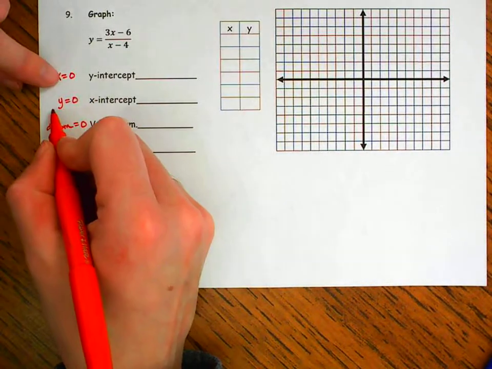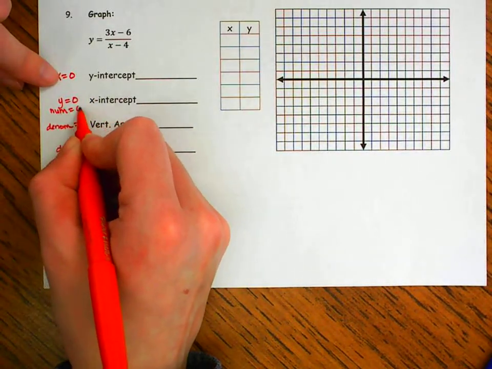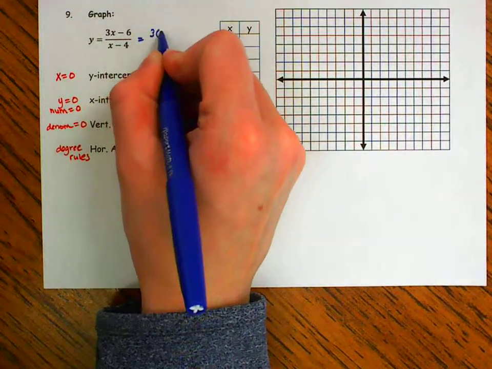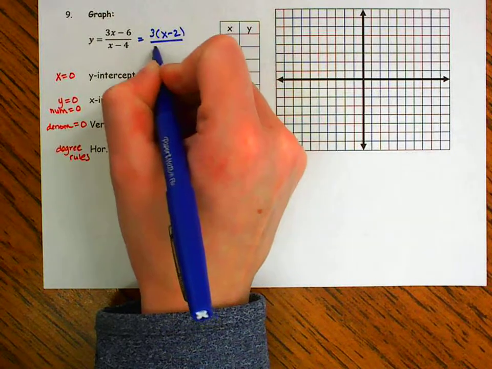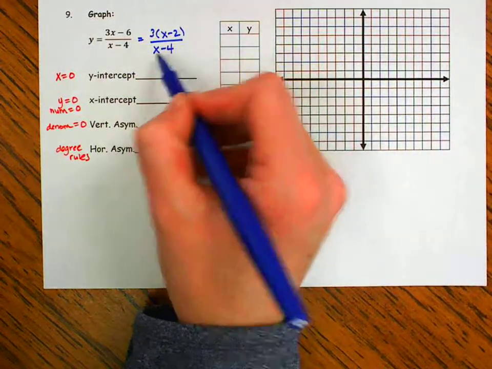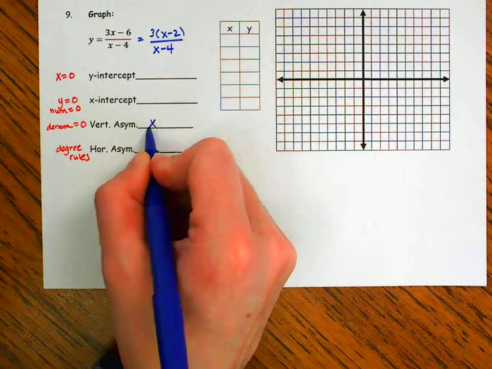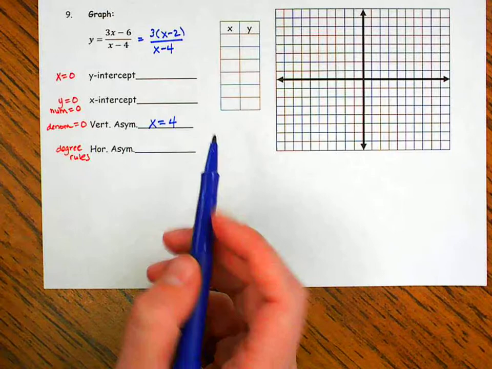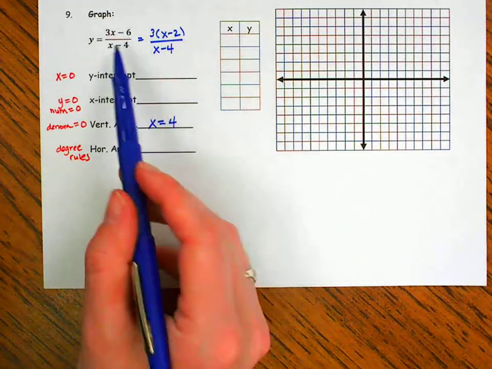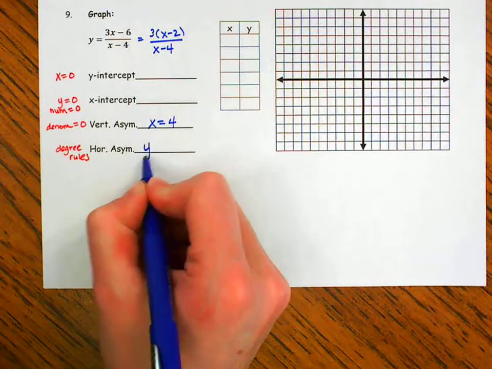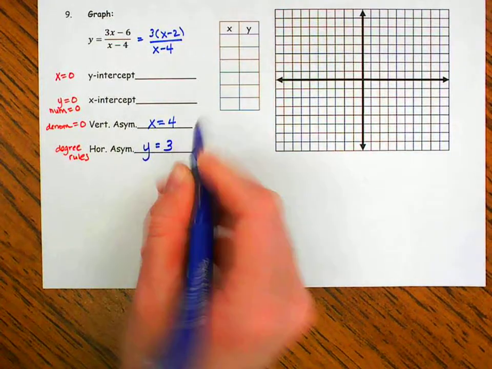Again, x-intercept is also when my numerator equals 0. So let's do it. I'll just factor this real fast. This will make my job a little bit easier. I know my vertical asymptote is when the denominator is 0, so my vertical asymptote is x equals 4. My horizontal asymptote: when I look over here, I notice I have the degree rules. I have the same degree on the top and the bottom, so I do my leading coefficients of 3 over 1.